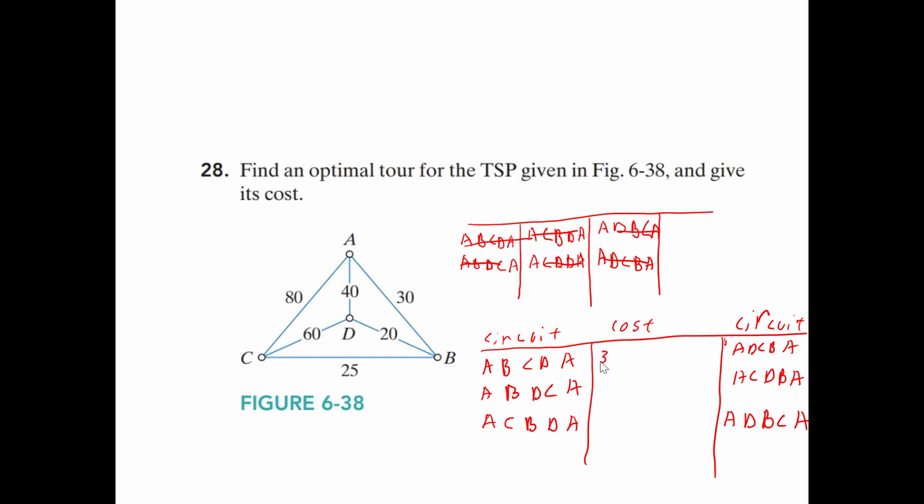Now from A to B is 30, plus from B to C is 25, plus from C to D is 60, and then plus from D to A is 40. And so then that gives us a total cost of 30 plus 25 plus 60 plus 40, 155.